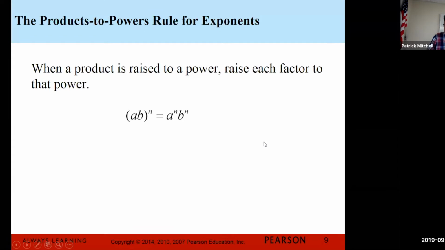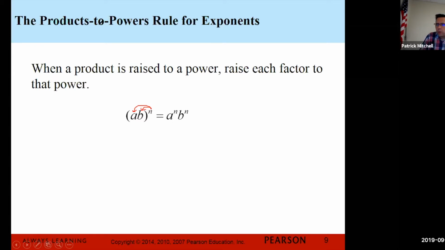We have the product to a power rule. I've always thought of this as kind of a distributive property for exponents. I don't know if it's technically correct to call it that. When a product is raised to a power, you raise each factor to that power. This one is especially fun when some of these factors already have exponents on them, and you'll see that in the examples. Okay. That works for products.